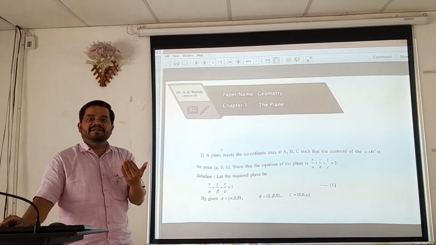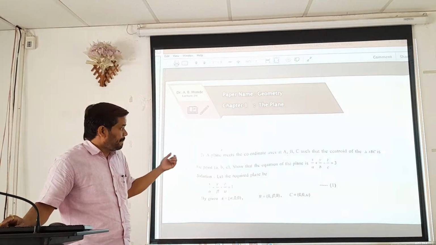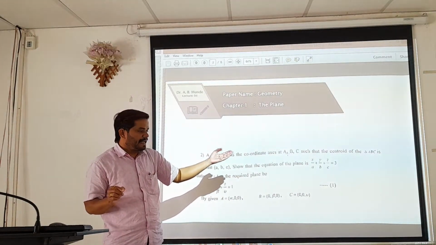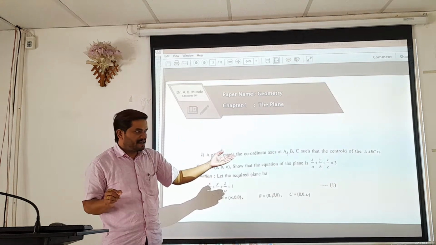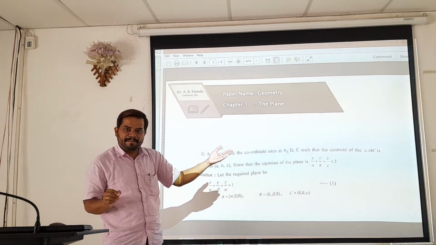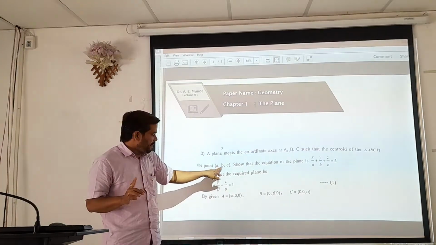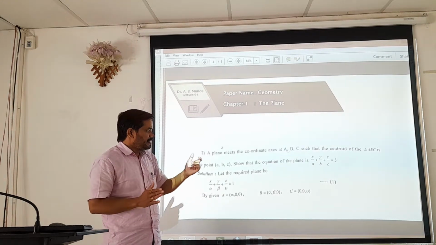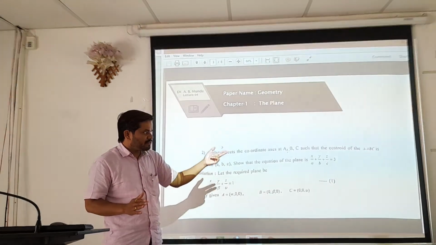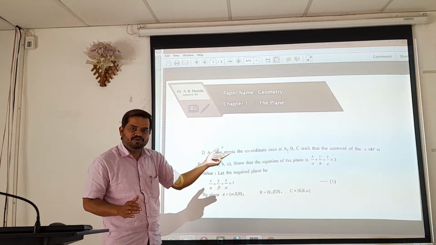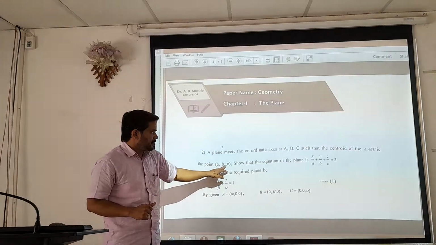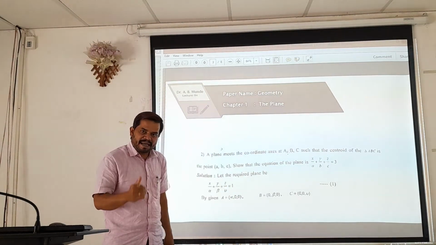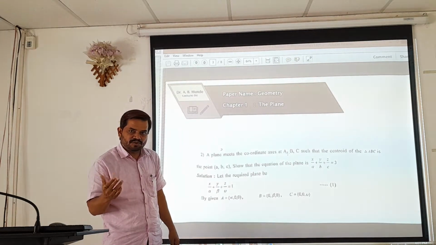So let us see the second example. A plane meets the coordinate axes at capital A, capital B, capital C such that the centroid of triangle ABC is the point (small a, small b, small c). We have to show that the equation of the plane is x by a plus y by b plus z by c is equal to 3.